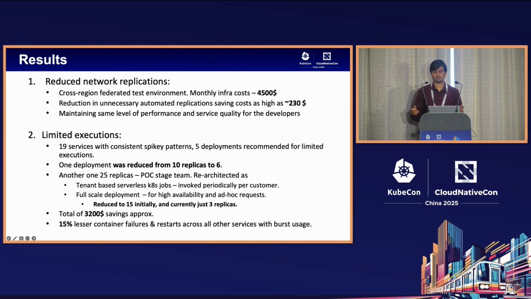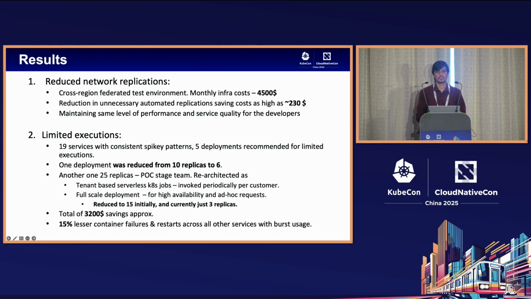Another team, which was the interesting one here, was a POC stage team building the product, and they didn't have a proper launch yet. So they actually were able to re-architect their application as a custom hybrid between serverless and server applications. They had tenant-based serverless Kubernetes jobs that were invoked for every customer. It was a batch processing job. They also kept full-scale deployments, but with a reduced number of instances. It was 25 earlier. They moved it to 15, and now it is just 3. They needed this one because they still wanted to have ad hoc requests.